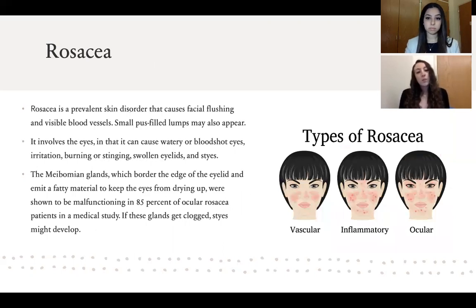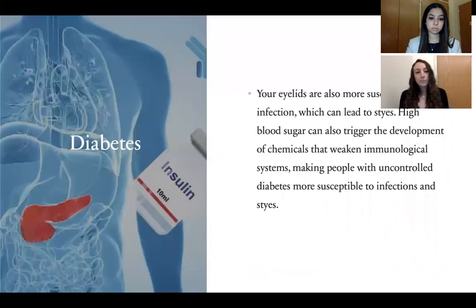Rosacea is a prevalent skin disorder that causes facial flushing and visible blood vessels. Small pus-filled lumps may also appear. It involves the eyes in that it can cause watery or bloodshot eyes, irritation, burning, or stinging, swollen eyelids, and can also lead to styes.